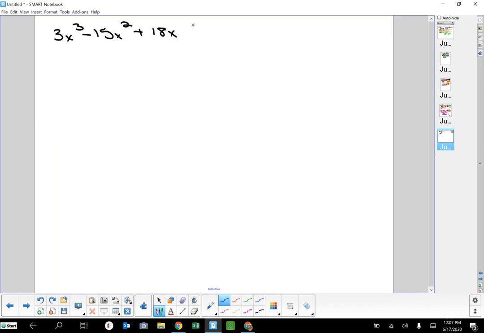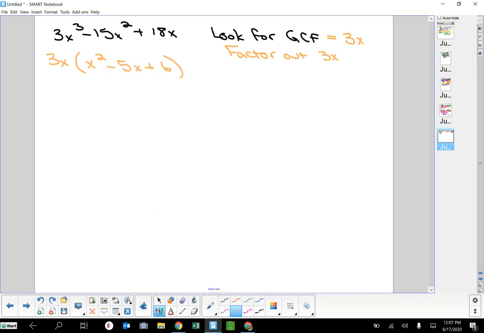And early on, I mentioned to look for a GCF. This problem has one. The GCF in this problem, if you look at all of your terms, you have an x in every term and a 3 can come out. And so the GCF is 3x. So the first thing I'm going to do is factor out the GCF. And so when I do that, 3x, I get an x squared minus 5x plus 6.